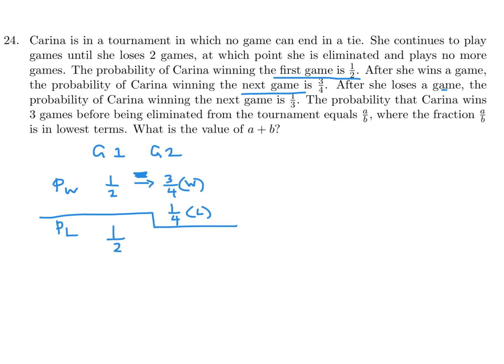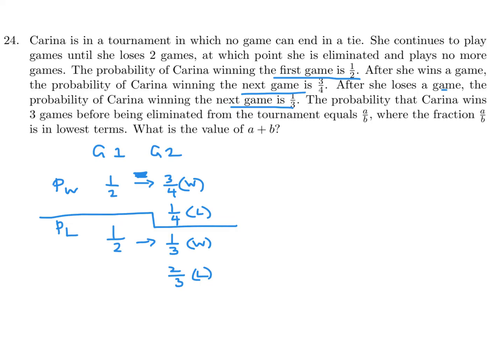Because that's got to add up to 1. Okay, so that's a half. If she loses, the probability of winning the next game is a third. So a third goes here, and that's the probability of winning the next game. And therefore, the complement, which would be 2 over 3, would be the probability of losing. Okay, so this is correct: 1/2, 3/4, 1/4, 1/2, 1/3, 2/3.